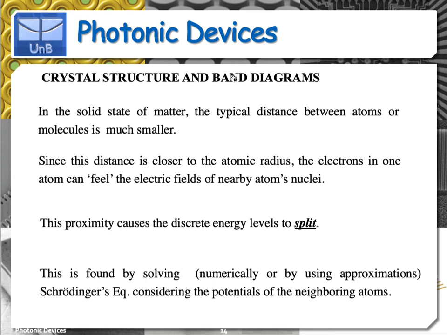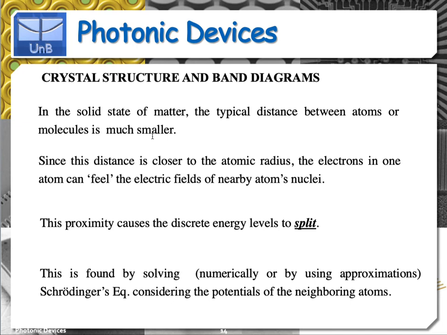Okay, so this leads us to the discussion of how band structures, the band diagrams, originate in a solid. In the solid state of matter, the typical distance between atoms or molecules is much smaller. Take a silicon crystal lattice, for example. We just saw that the lattice constant is about half a nanometer, so this is 5 angstroms. Well, this is much closer to the radius of the atom, which is around 1 angstrom. Okay, 5 angstroms is much closer to 1 angstrom than, say, 10 nanometers is to 1 angstrom.